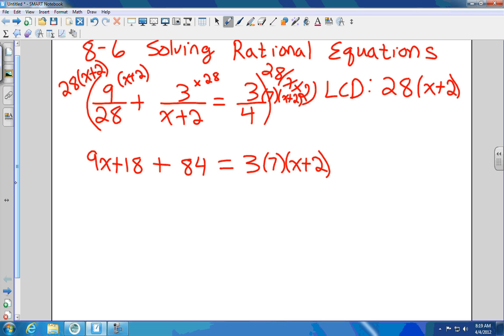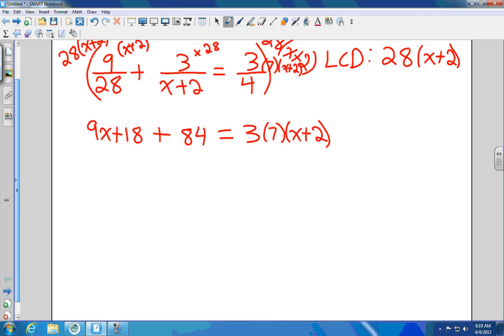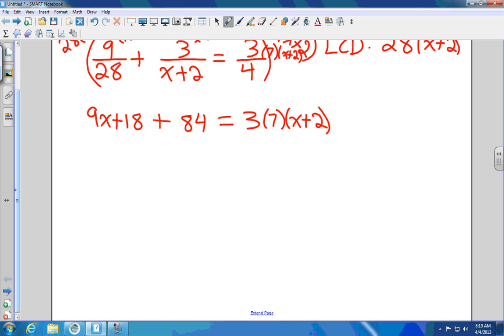You don't need to use that anymore. You've got your new equation down here. So can we combine anything on this side, on the left side? And that would give you what? So we got 9x plus 102.